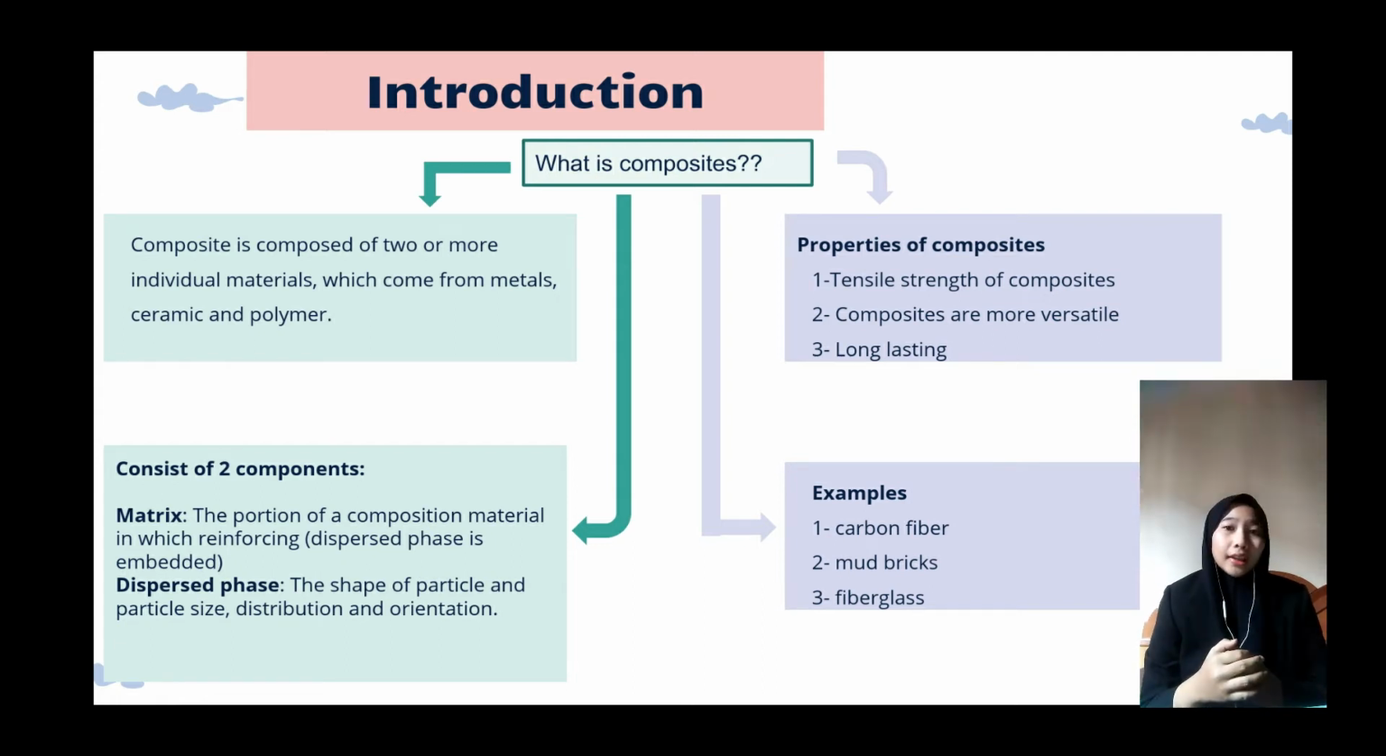The first one is the tensile strength of the composite. The tensile strength of the composite is 4 to 6 times greater than conventional materials like steel and aluminium. The second one is the composite are more versatile because it can be tailored to meet performance needs and complex design requirements.